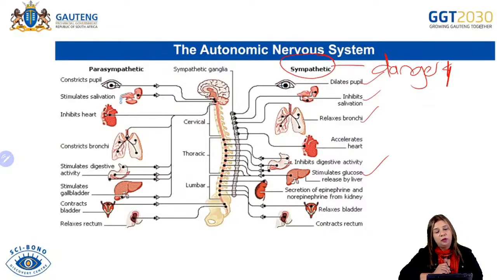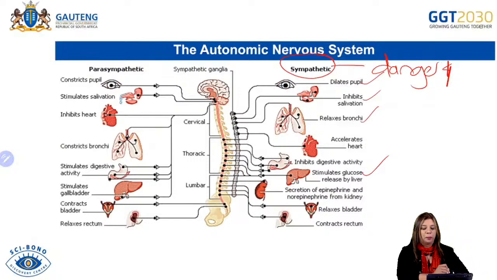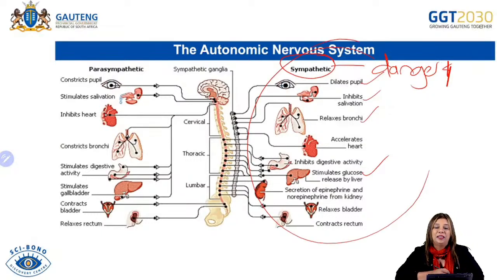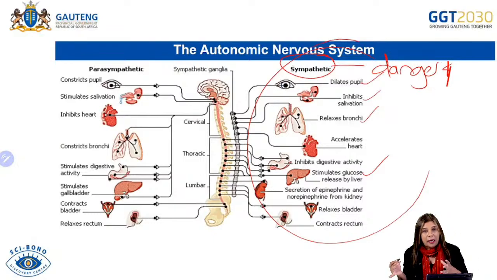It stimulates glucose. Glucose is important for energy. Those of you that go to the gym, you know, okay? It relaxes the bladder and contracts the rectum. So this is what the body does to protect itself in danger and to be able to survive danger. But then the body can't stay in this state, with dilated pupils, fast heart rate, all of that. It can't stay in that state all the time because your body can't handle it.